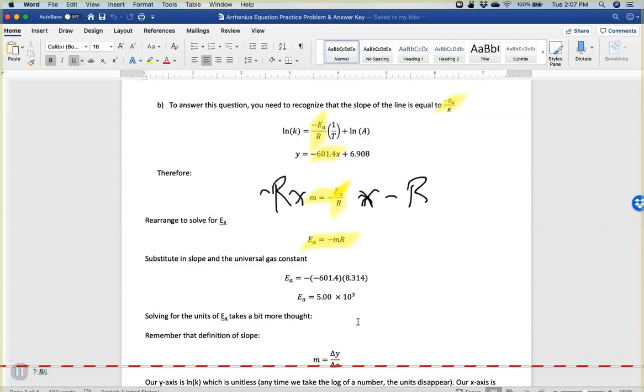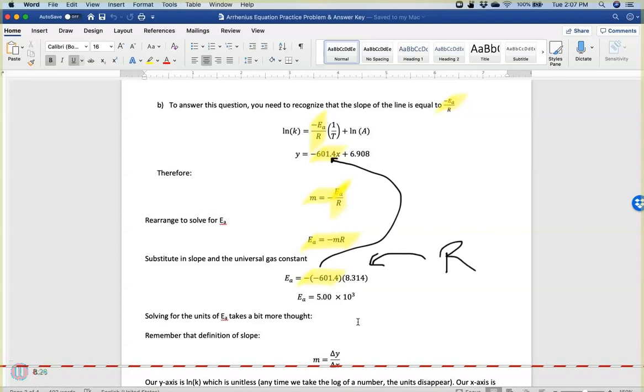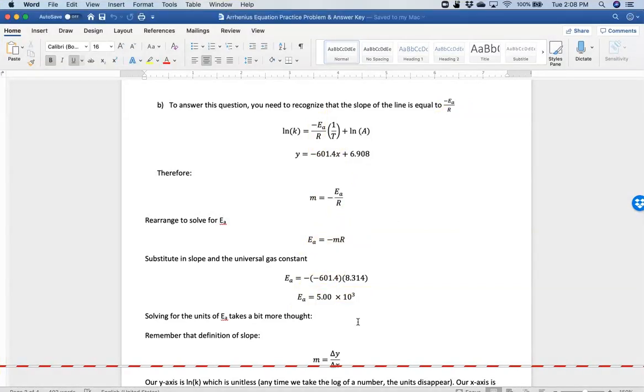Well, that ends up with this. What we can do now is just plug in our numbers. What is my slope? My slope here is negative 106.4. Where did I get that? There's my slope, dump that in. It's a negative negative, so it will be positive. Then 8.314, that's just my value for R. Multiply that together. There's my EA.